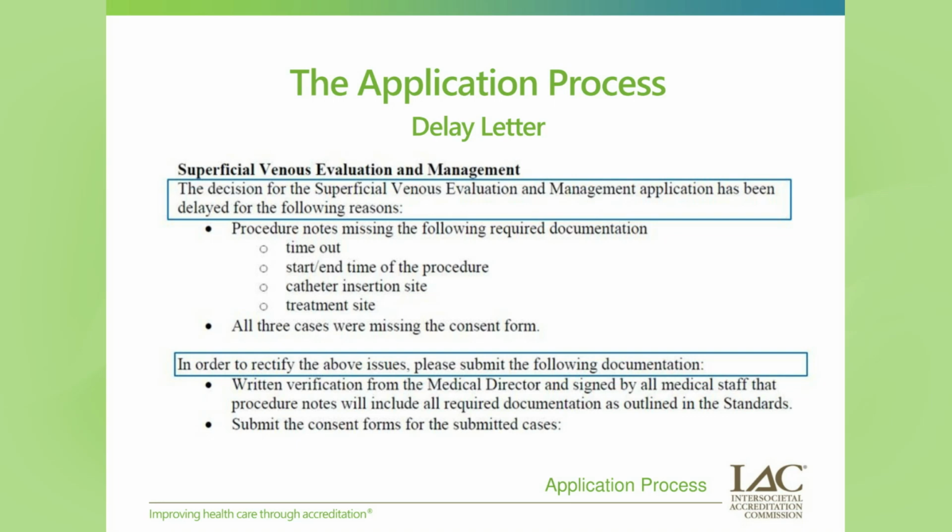Now, this is a Vein Center letter, I will say, because we don't really have much with the interventional yet, but it'll be very specific. It'll say, hey, your application's been delayed because this, that, or the other. And then below that, it'll say, in order to fix it, this is what you need to submit. And each bullet will correspond with the rectification. So it's pretty easy to follow.